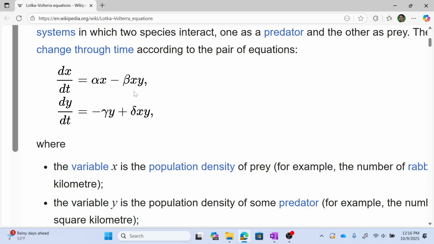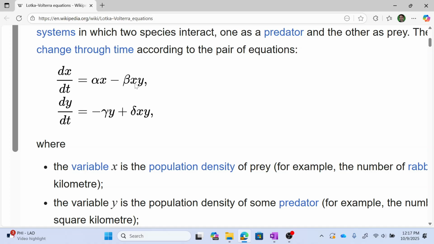But then you have this extra term in the back, negative beta times xy. Now this term here, x times y, is capturing the interaction between species X and species Y. The more that you have of species X, the more that you have of species Y, the more interaction you can have between those two species. And so the product here captures that interaction between species X and species Y.